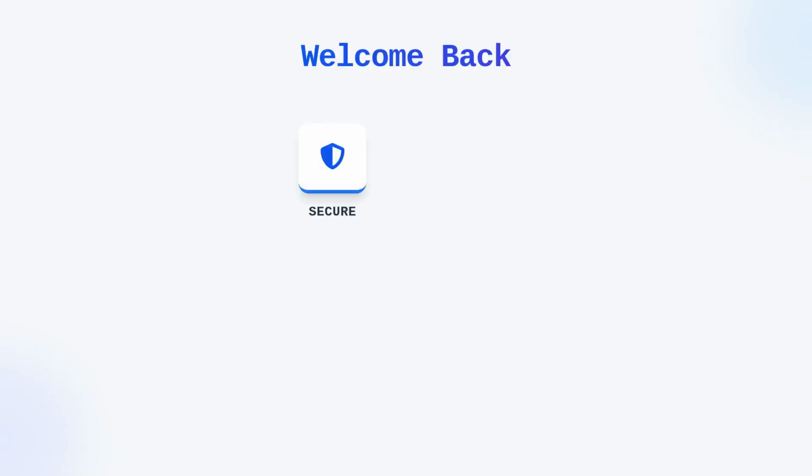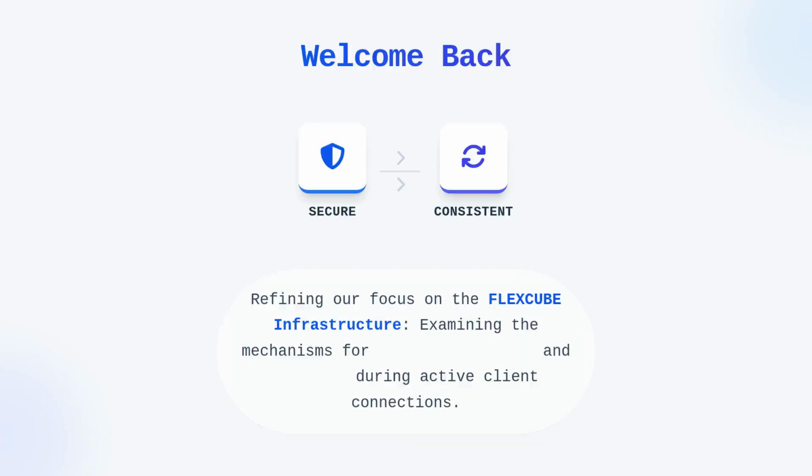Welcome back. Let us refine our focus on the infrastructure that keeps user interactions secure and consistent within the FLEXCUBE ecosystem. In this session, we will examine the mechanisms responsible for maintaining state and security during active client connections.